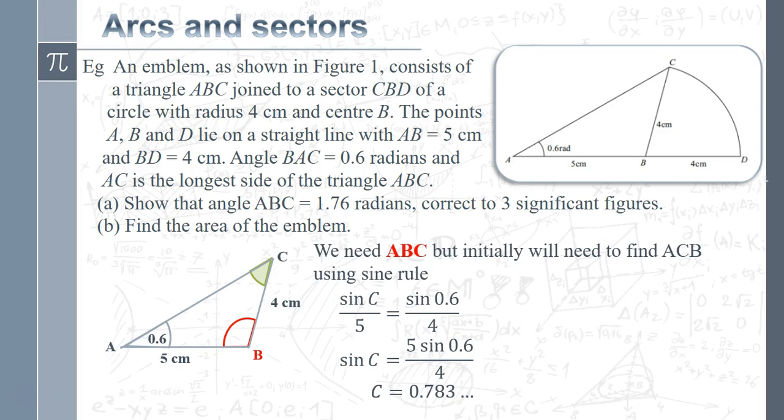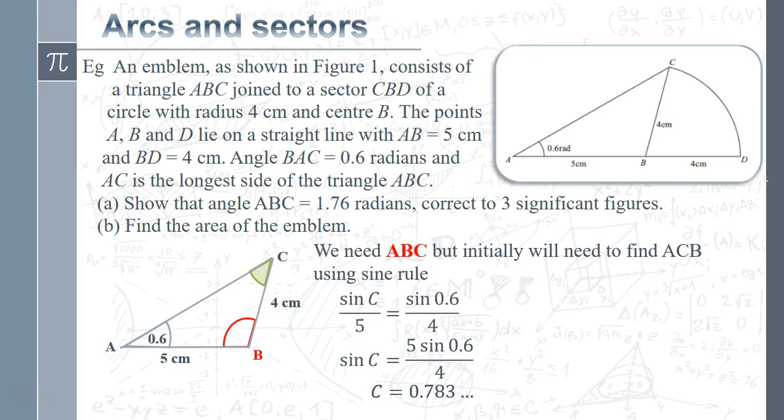I remember I used to get mixed up between when I had to do the sine of the angle or when I'd actually got the angle myself, because both were decimal values. It takes a bit of getting used to, but you will get there. So what we've got is our angle there is 0.783.